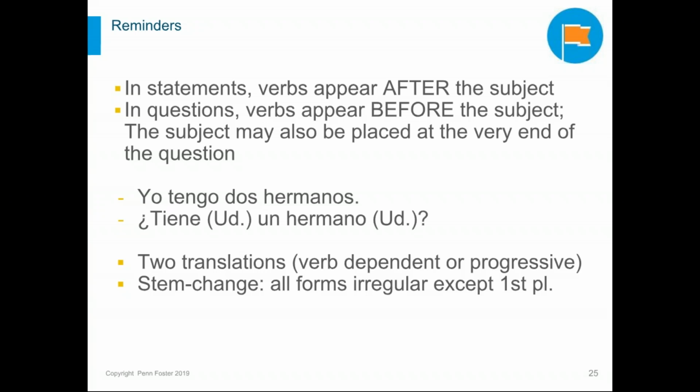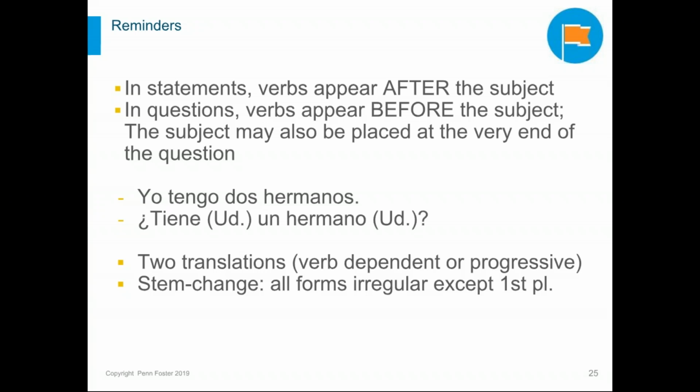And our final two reminders just have to do with the translations of the present tense. All right, that it can translate as itself, quote unquote, verb dependent. I run, you eat, we sleep. None of them sound alike. They all have unique sounds and spellings. But the present tense can also translate progressively, meaning with a gerund or a present participle, which is a verb that ends in ing. I am running, you are sleeping, he is eating, etc.